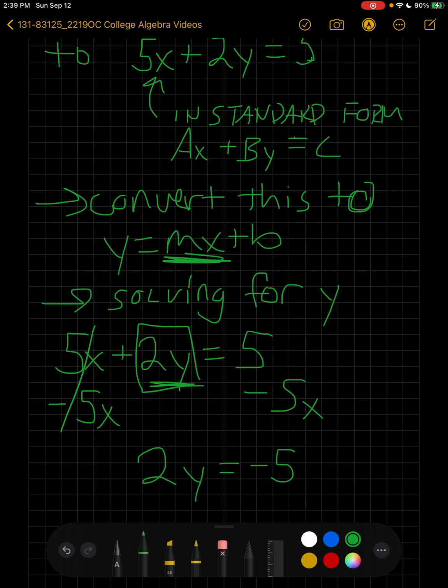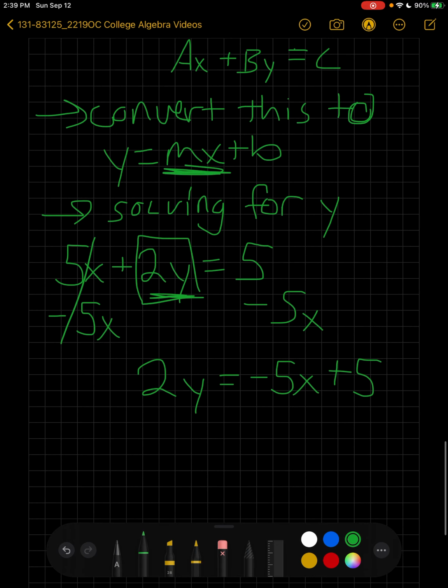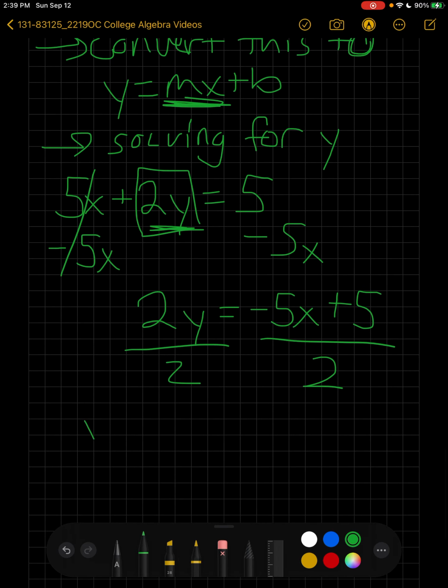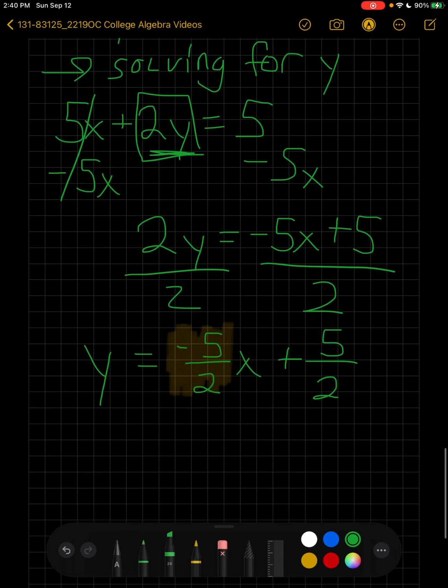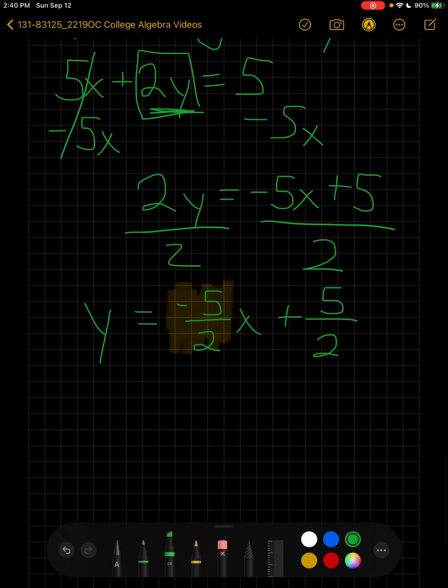So then I end up with 2y is equal to negative 5x plus 5. And I can divide by 2 on each side of the equation. And I'm left with y is equal to negative 5 halves x plus 5 over 2. And that's my equation here. Now I can see that the slope of my line is negative 5 over 2.